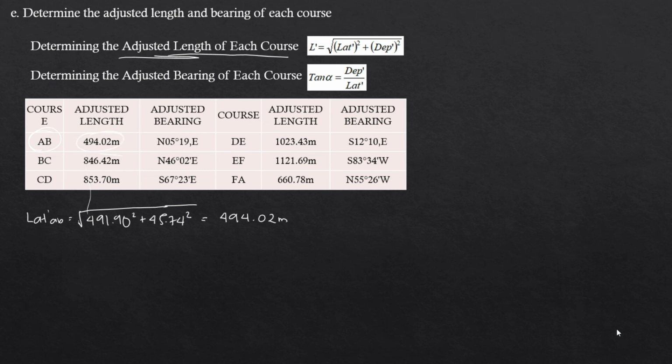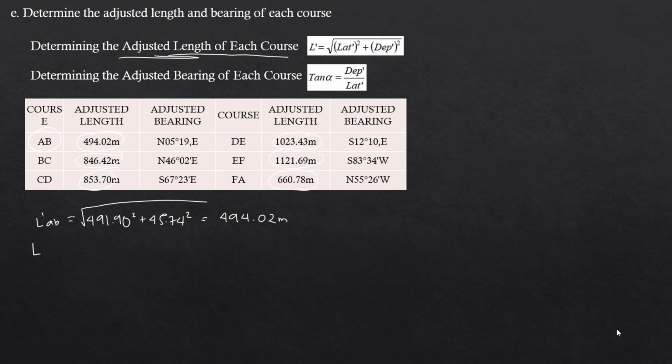So, ganun din dito sa susunod. Sa B, C, C, D, D, E, E, F, saka F, A. Ganun din. So, sige, try natin yung sa latitude B, C. Bakit adjusted? L prime na to ng AB. Okay.